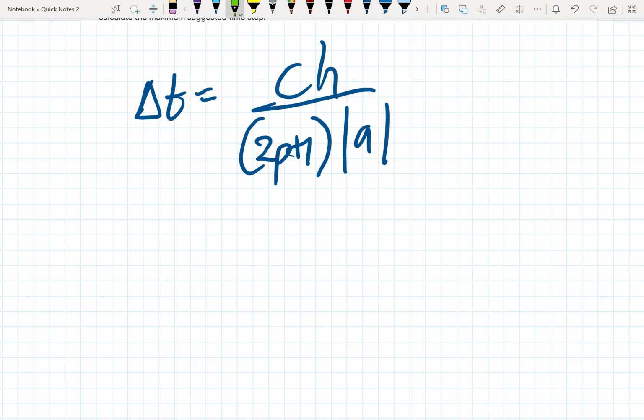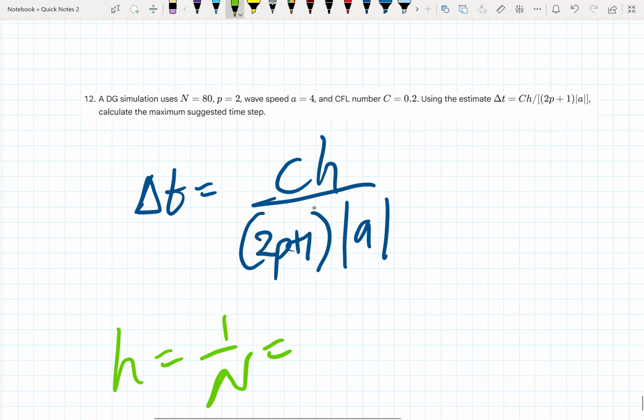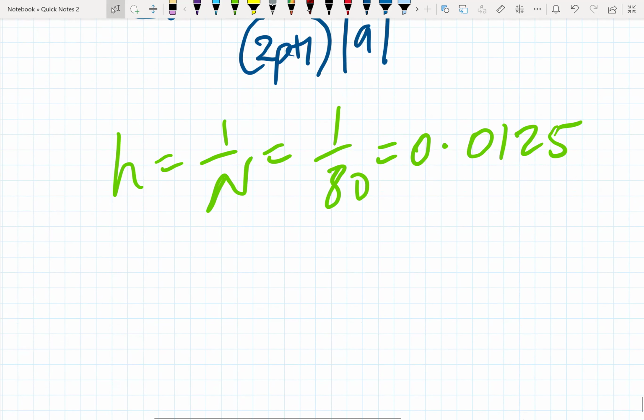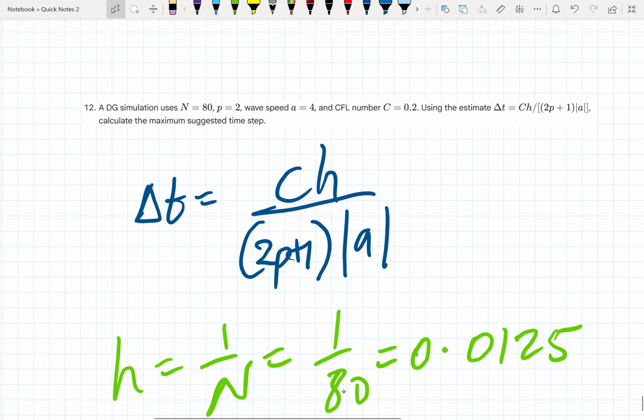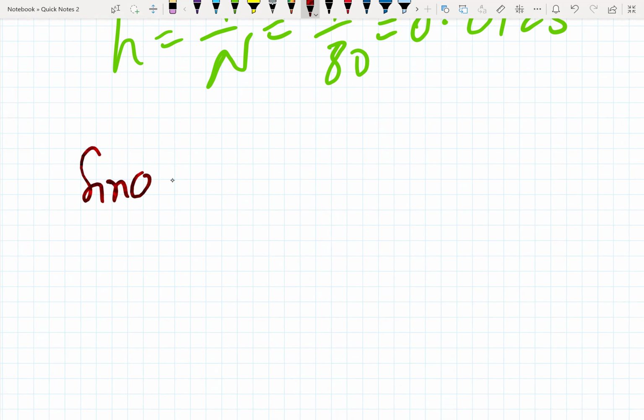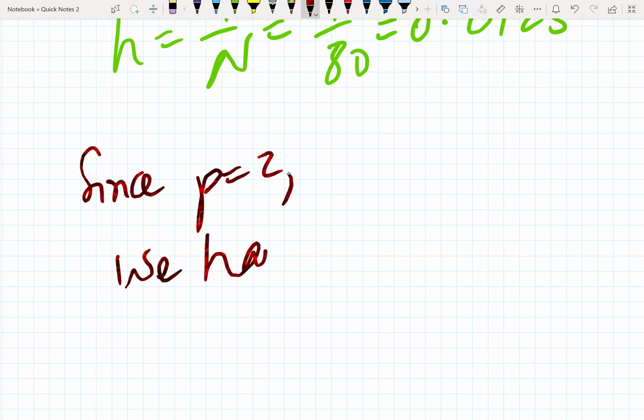So what other things do we have? We now need h. h is 1 over n, so that's 1 over 80, which is 0.0125. Settled. Then the next thing we need: p is 2, right? Since p is equal to 2, then 2p plus 1 is 2 times 2 plus 1, which is equal to 5. So we have 2p plus 1 is equal to 5.